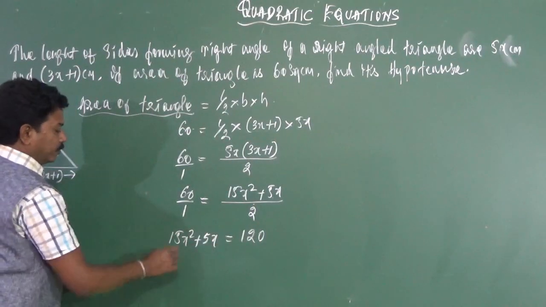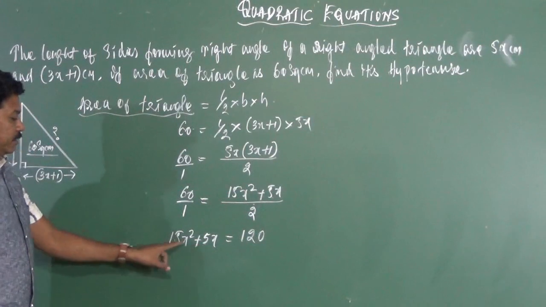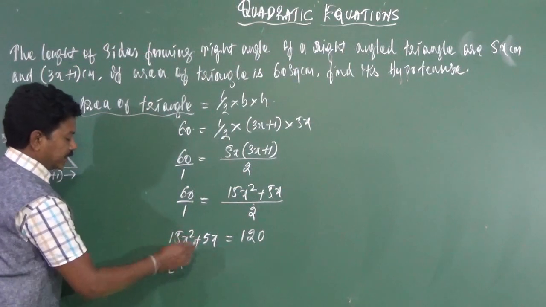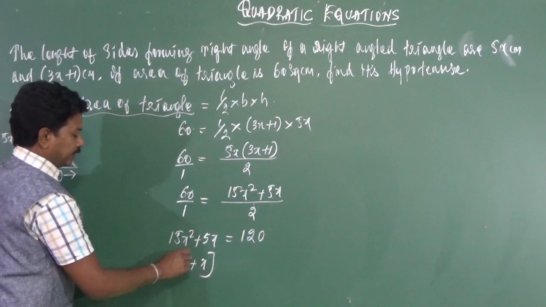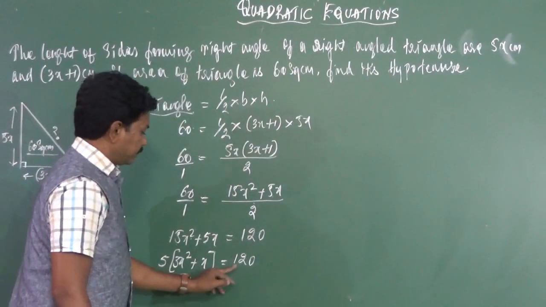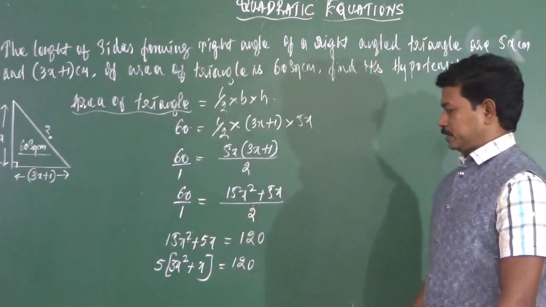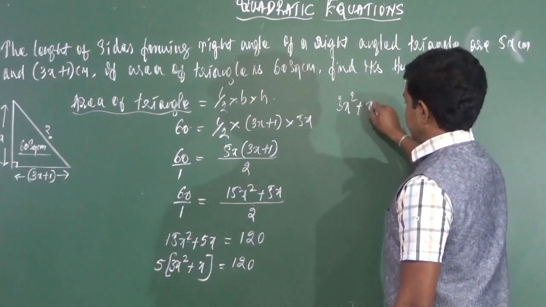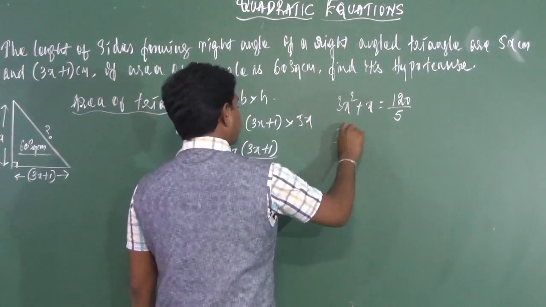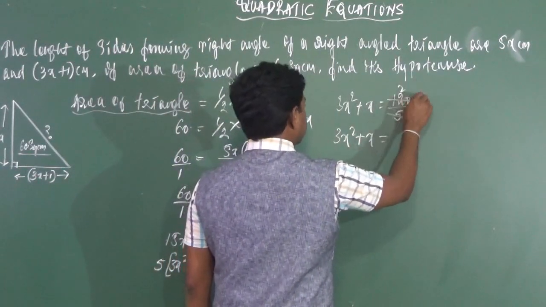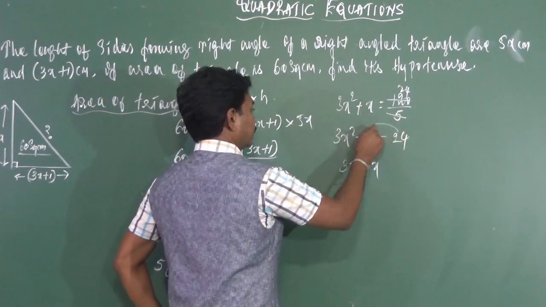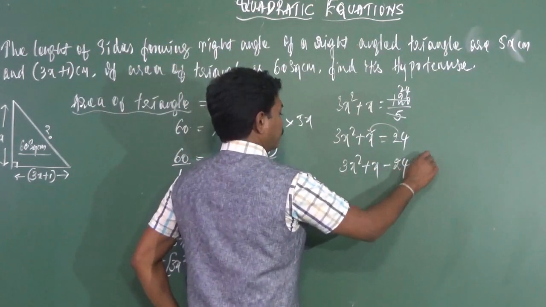Right. I hope you can take 5 as common here. You have 5 and you have a multiple of 5 here. So if you take common as 5, you are left with 3x square plus x. So 5 into 3x square is 15x square, 5 into x is 5x, is equal to 120. So we'll send this 5 to the denominator of 120 in the RHS. So 3x square plus x is equal to 120 by 5. Nice. So 3x square plus x is equal to, 5 2s are 10, 5 4s are 20, that is 24. So 3x square plus x plus 24 transposes to LHS, it becomes minus 24 is equal to 0.